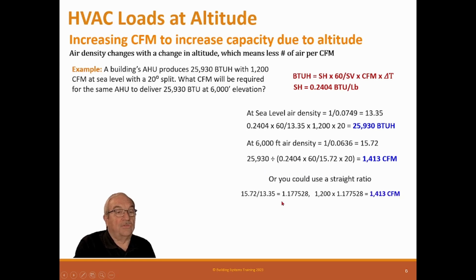Now you could also use a straight ratio on this. The ratio is 1.177528. Multiply it times 1,200, and it comes up to 1413. So that's probably easier to do it that way. But either way, we know we have to have more air, because we have to have more pounds of air to get the pounds of air up to what it would be at sea level so we can transfer the same amount of heat. And of course, this works for cooling and heating the same. So these are the altitude adjustments we have to make.